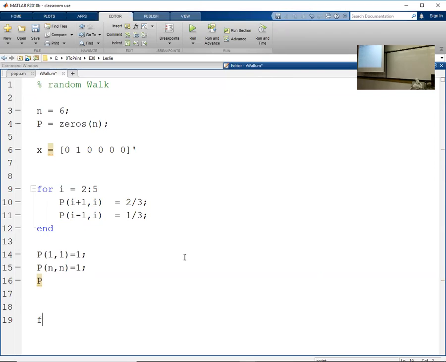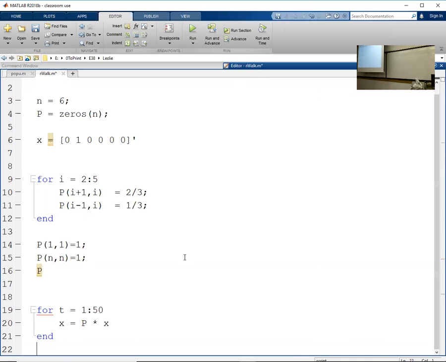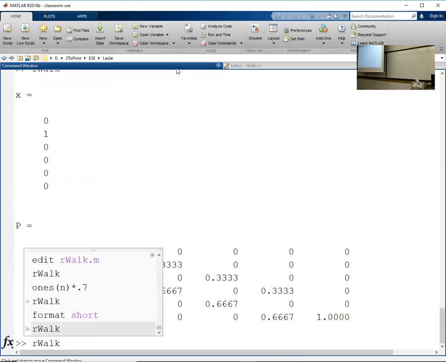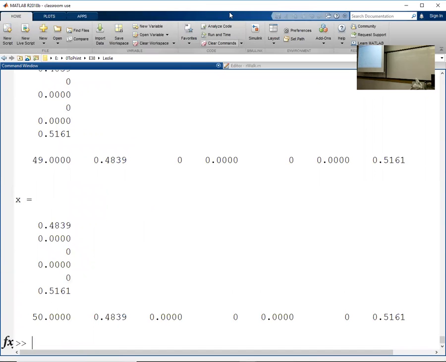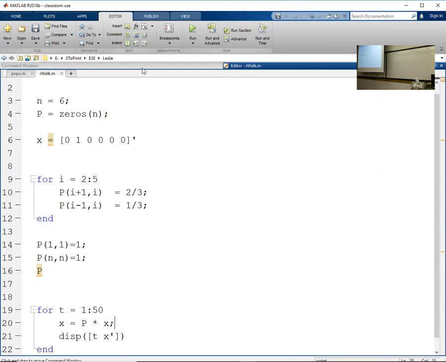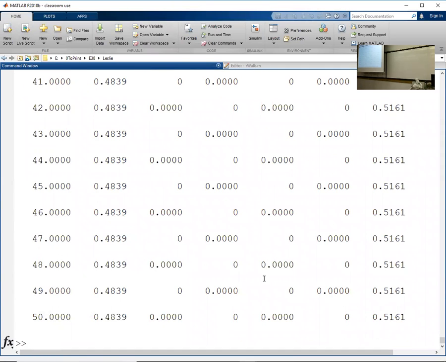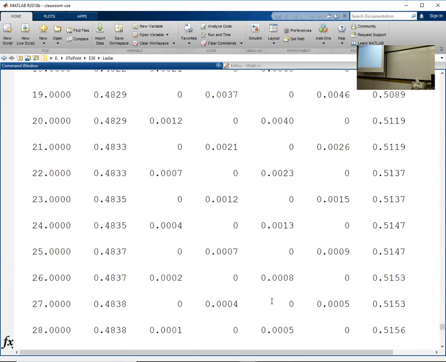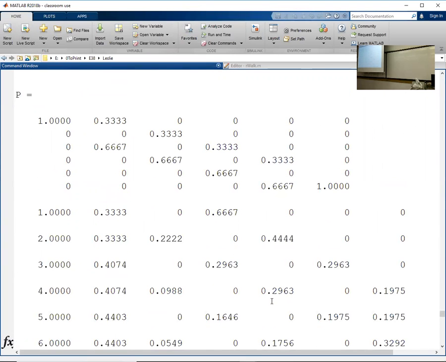And now we actually do the math. And it looks exactly like we had before. No different. Let's do a display. T X. Suppress output, suppress output, suppress output. This is a theme for today. Cool.